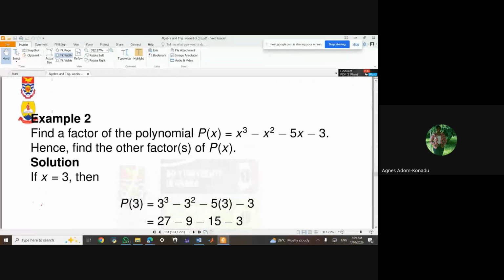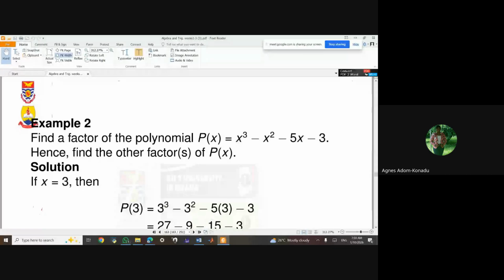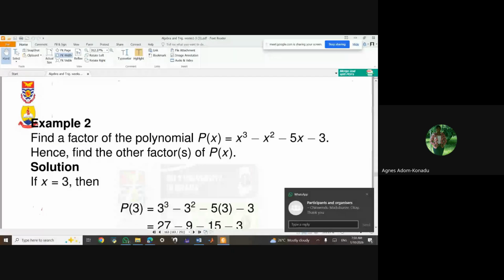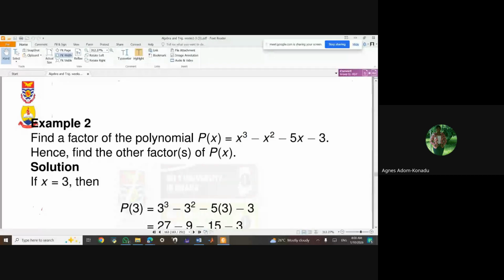To get the first factor, we are not given any factor, so first we have to find one factor for ourselves. To do that, I think it's a bit difficult, so normally you just try. We have another formula way of finding it, but before we get to that, we use trial and error. You substitute 1, negative 1, then 2, 3, -2, and so on, and see if it will work.